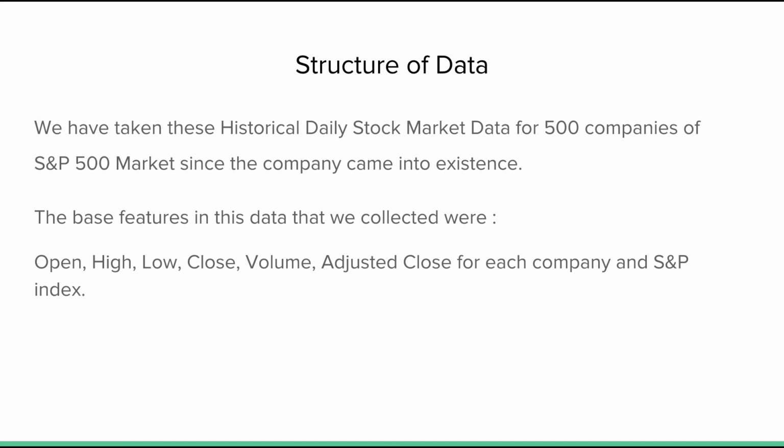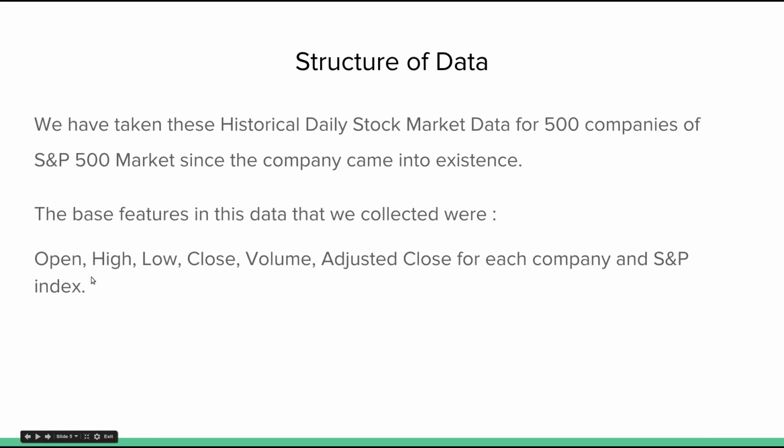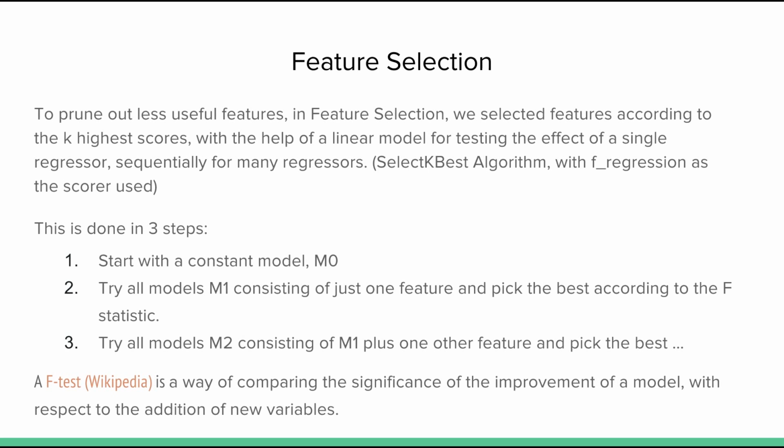The structure of our data consists of the historical S&P market index data. These consist of open, high, low, close values of the stocks, for each company and for the S&P indexes. Along with that, we were using a few other parameters of the company like the investment and the capital, etc. So the next phase was feature selection.